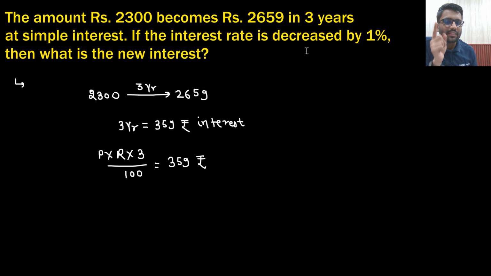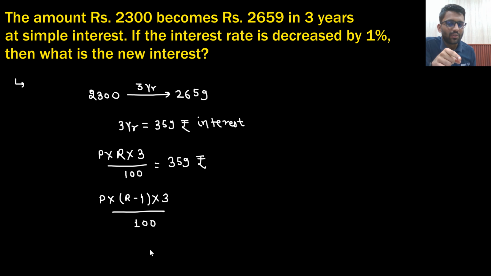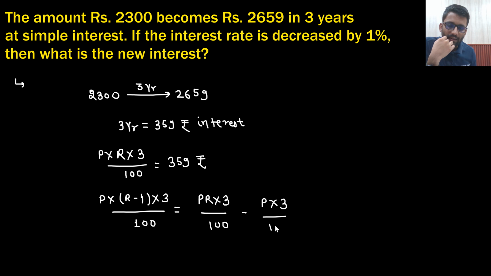Now, if they are saying the interest rate is decreased by 1%, so P into (R minus 1) into 3 by 100. If the interest rate is decreased by 1%, that means you would be paying me this much rupees. Say yes or no. Do you agree to this point? So what would that be? P into R into 3 divided by 100 minus P into 3 divided by 100.